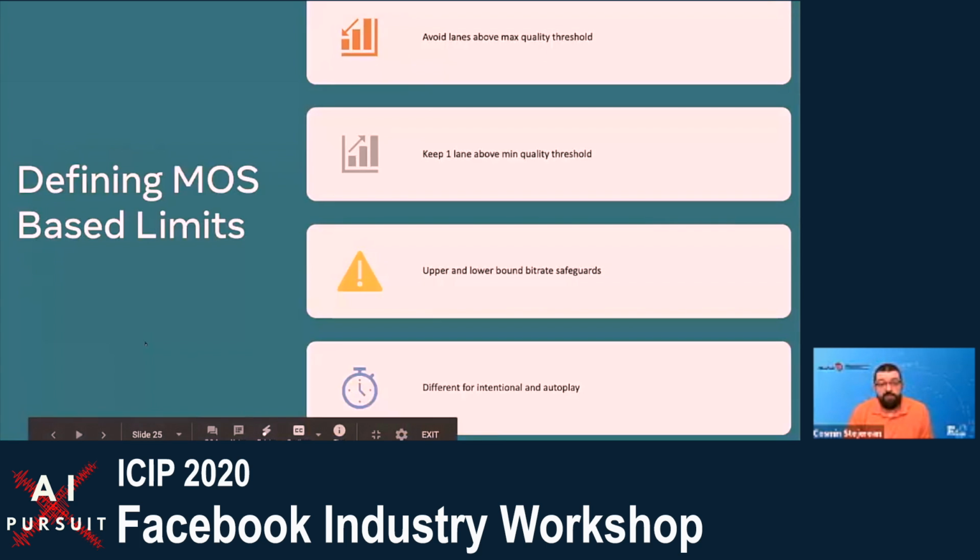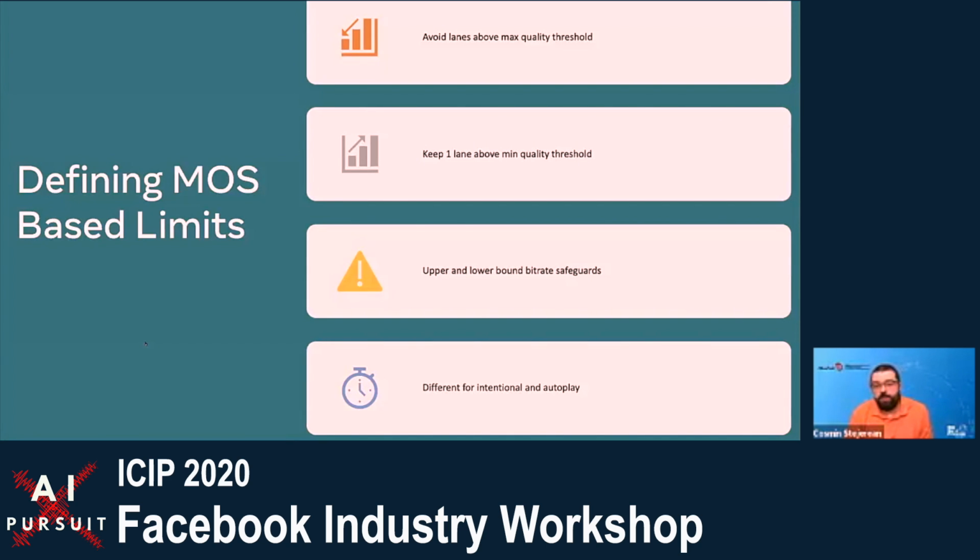So here's how we can define those quality limits in practice. We can define some threshold at the max. So we can say this is the maximum quality, and anything above this quality we will not play. And this can be in the not annoying or the acceptable end of the spectrum. We can also then define a minimum quality threshold where the unacceptable range starts. So we can say we want to definitely make sure that we play something above unacceptable.